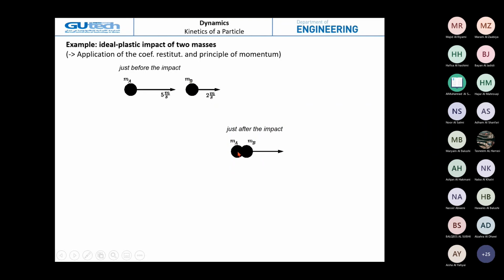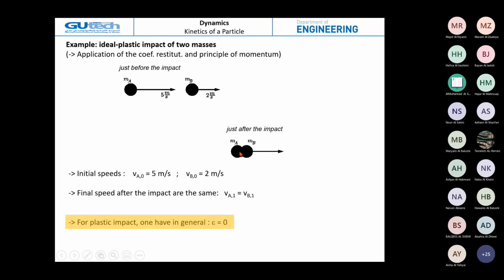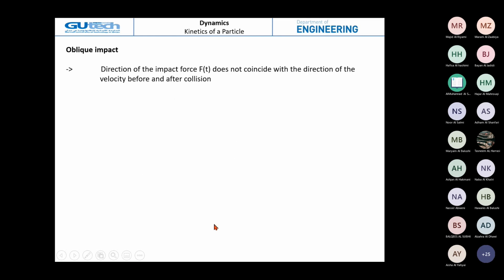And just after the impact, the final speeds after the impact are the same, as they are now connected, or hang together. For plastic impact, one has in general epsilon equal to 0.